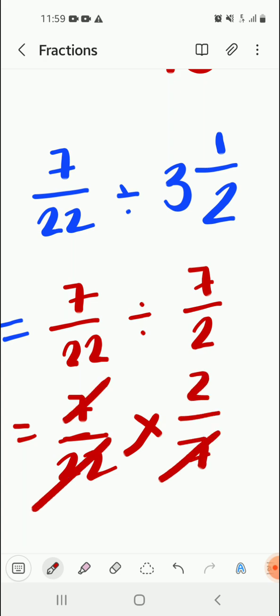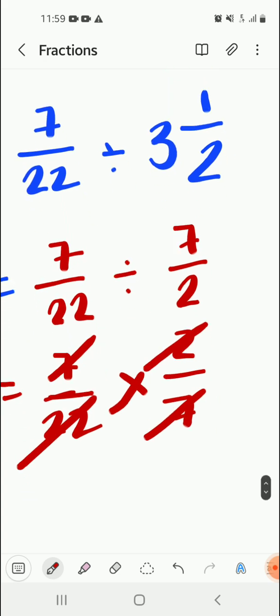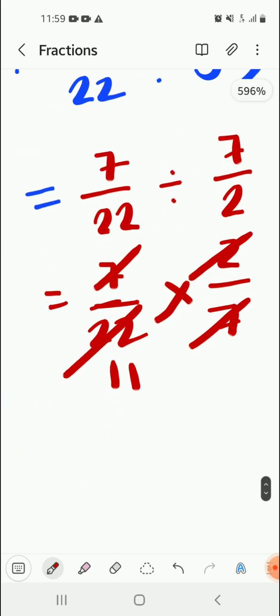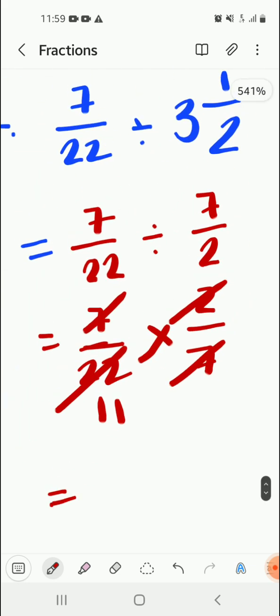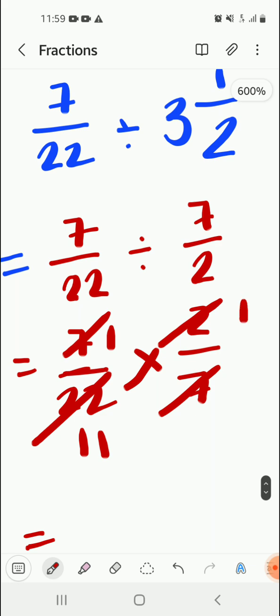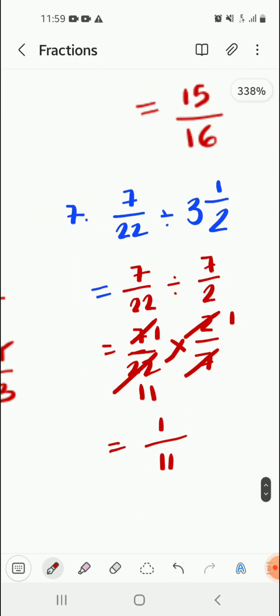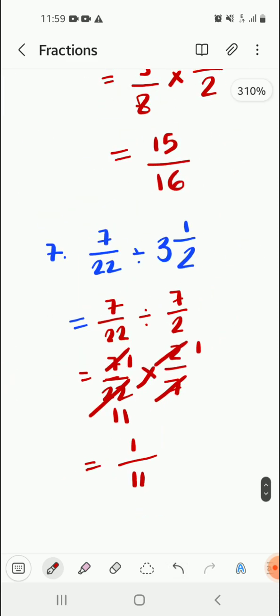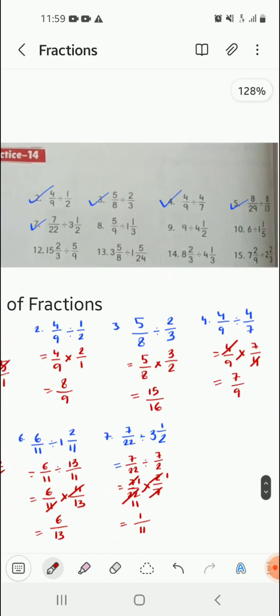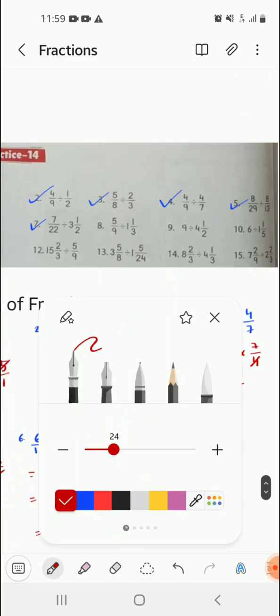Cancel the 7, 22 and 2. 22 divided by 2 is 11. 2 divided by 2 is 1. So in the numerator we are left with nothing. Nothing means actually we are left with 1 and 1. So 1 into 1 is 1. And here we have got 11. So 11 in the denominator. That is it.